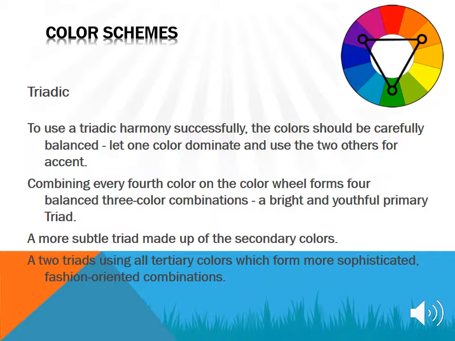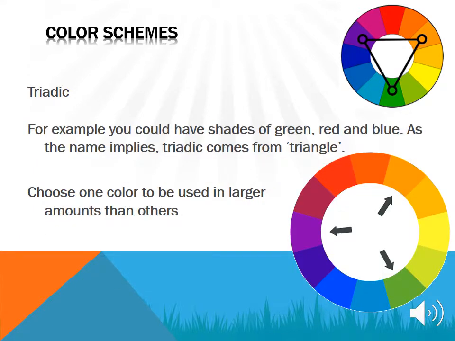A more subtle triad made up of the secondary colors. Two triads using all tertiary colors, which form more sophisticated, fashion-oriented combinations. For example, you could have shades of green, red, and blue. As the name implies, triadic comes from triangle. Choose one color to be used in larger amounts than others.